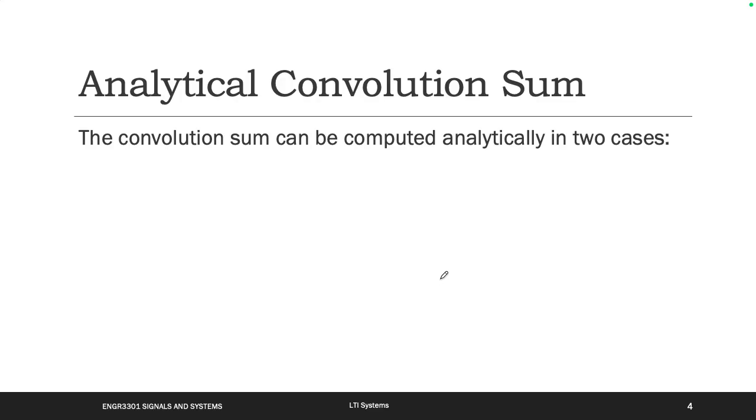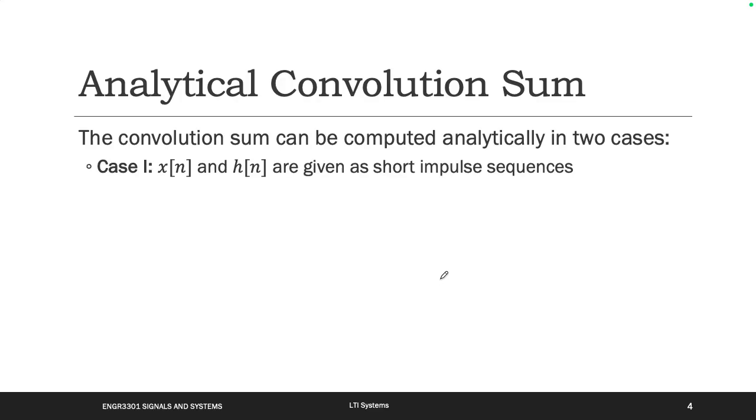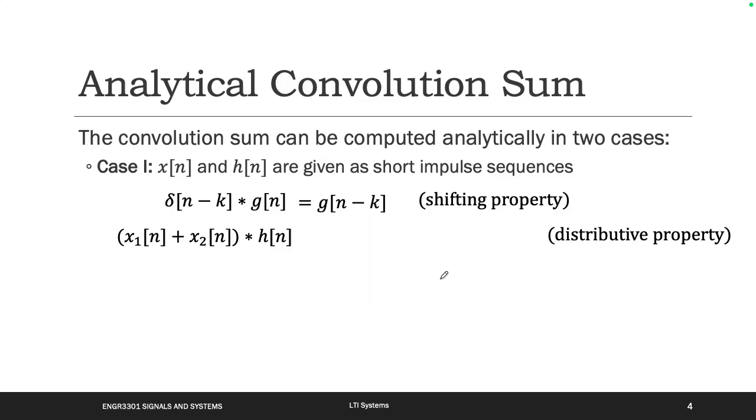The first one: when x[n] and h[n] are given as short impulse sequences, we can use some properties. Here we show the shifting property and the distributive property. You can also use the associative property and the commutative property. Those properties help us simplify the convolution of x[n] with h[n] and get the final output. This is case 1.